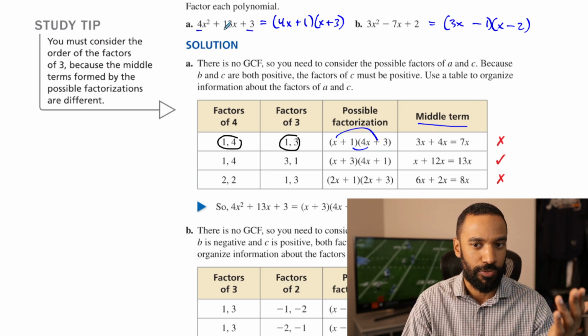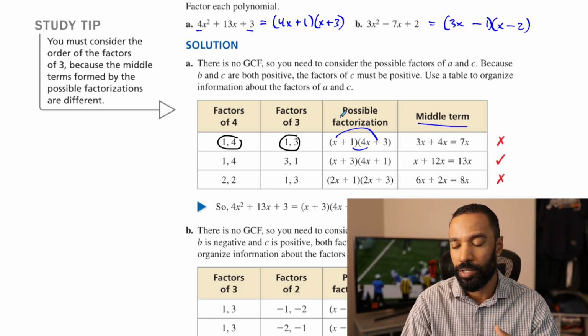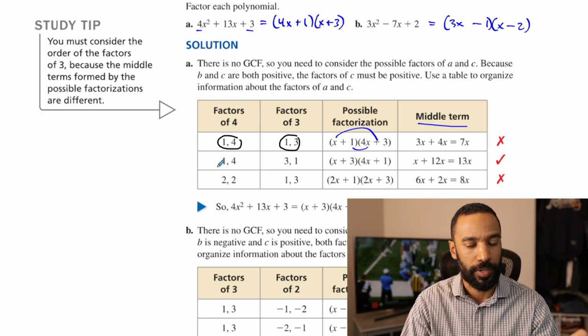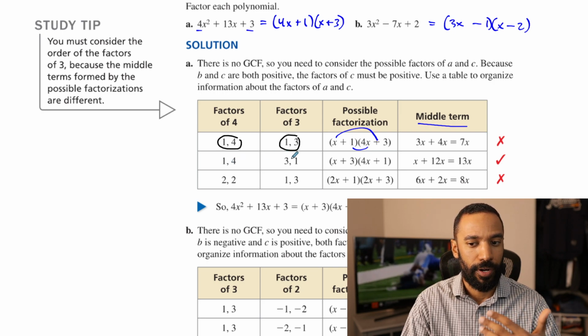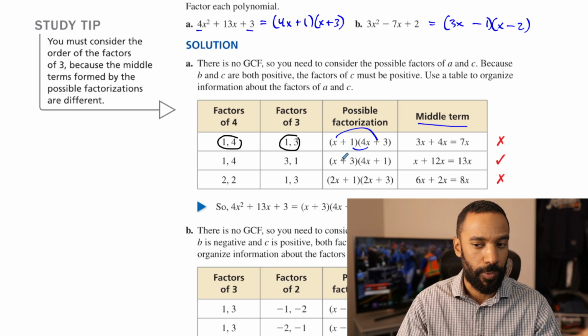X times 4x is 4x squared. 1 times 3 is 3. I'm good on those two. We're looking at the middle term now. This one didn't work. Let's try the next one. 1 and 4 and 3 and 1. Mr. Robinson, those are the same numbers. What's the difference? The order in which you write them.